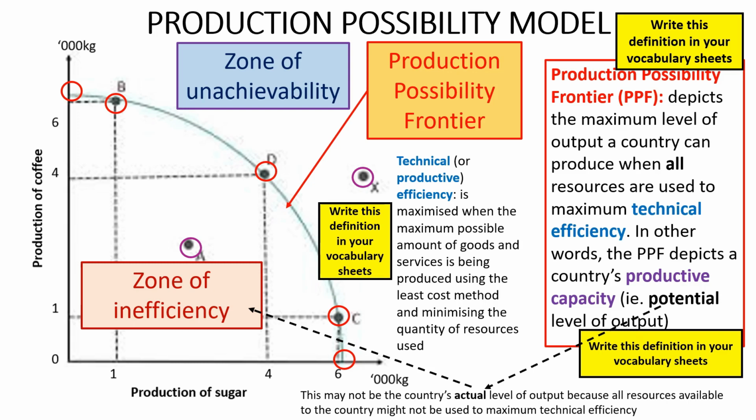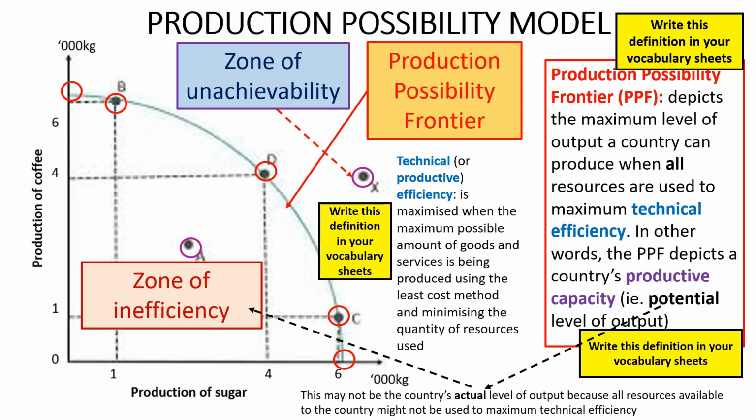This refers to all output combinations that are located outside the production possibility frontier. For example, to produce at point X, the country would have to produce 7,000 kilograms of sugar and 4,000 kilograms of coffee. However, the country simply cannot do this with its existing resources. No matter how efficiently it uses those existing resources, it is technically impossible to produce that output combination, or indeed any other output combination that is outside the production possibility frontier.